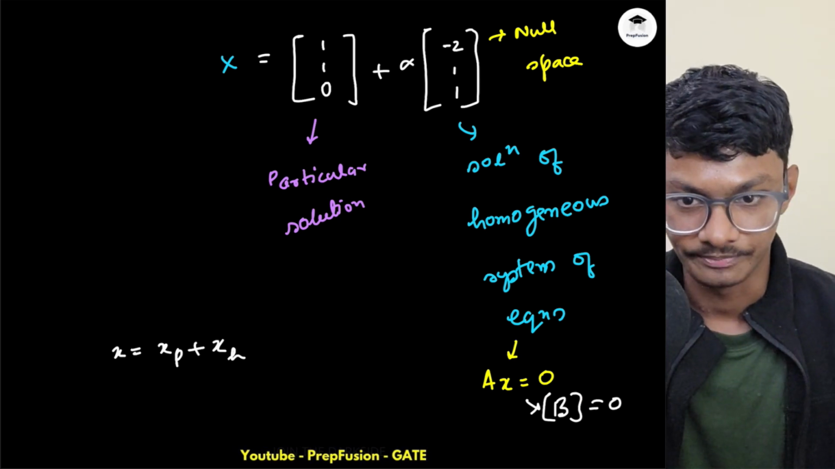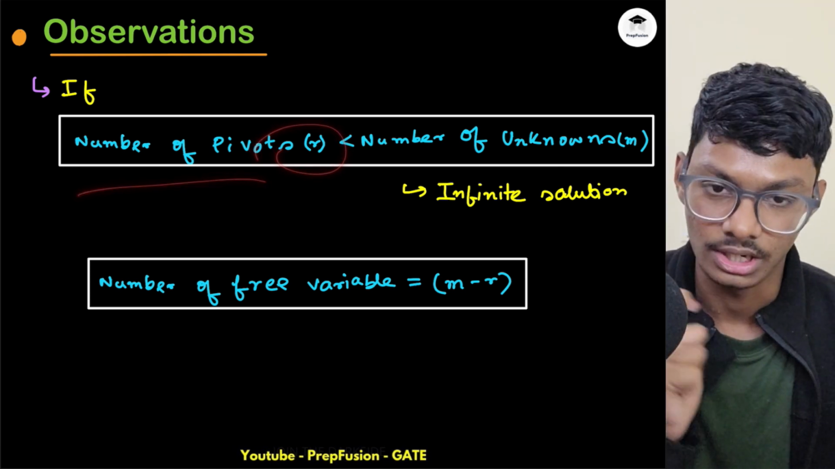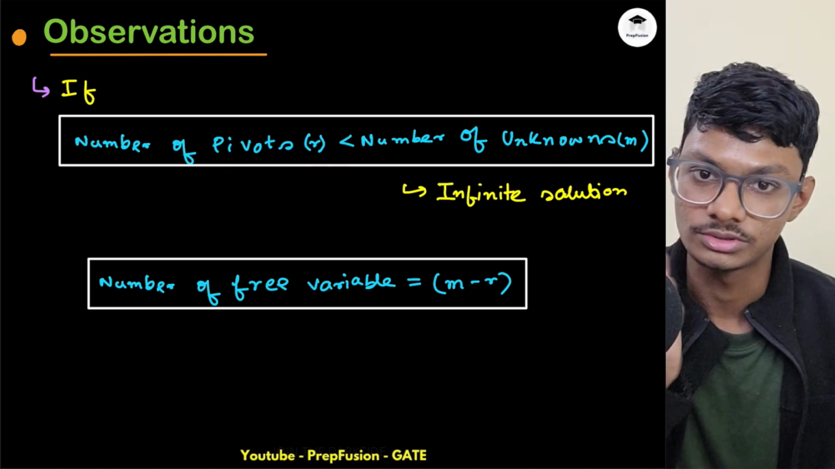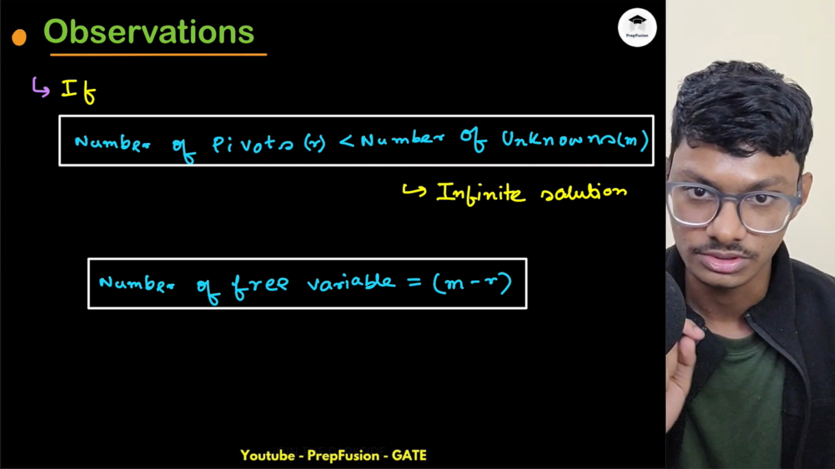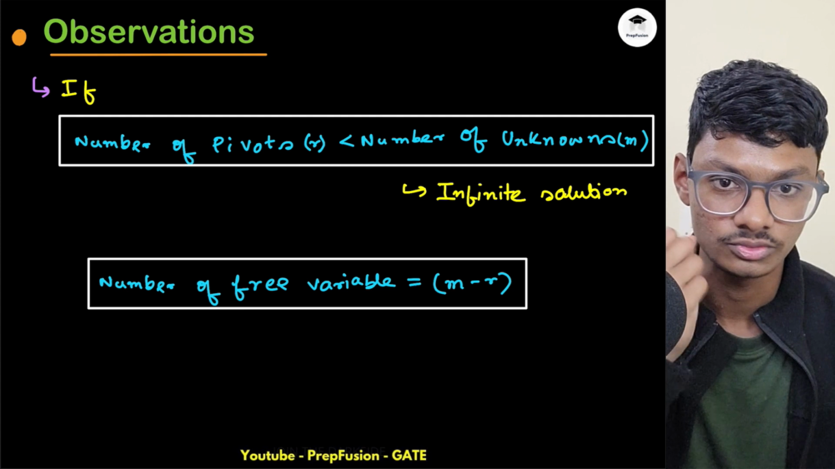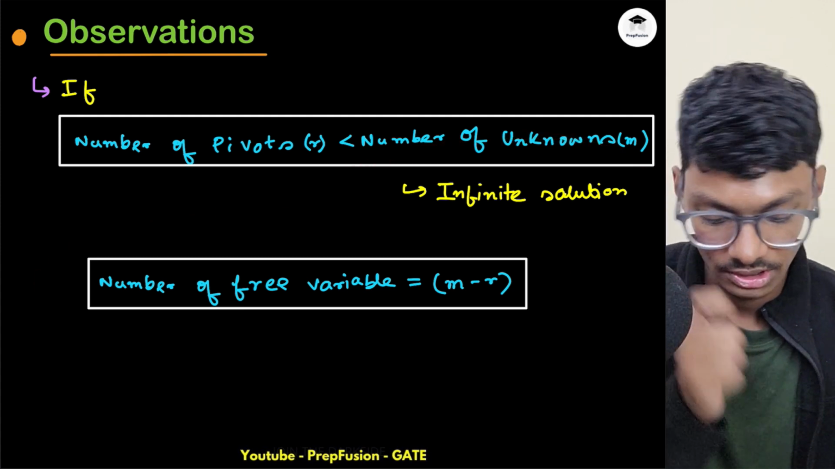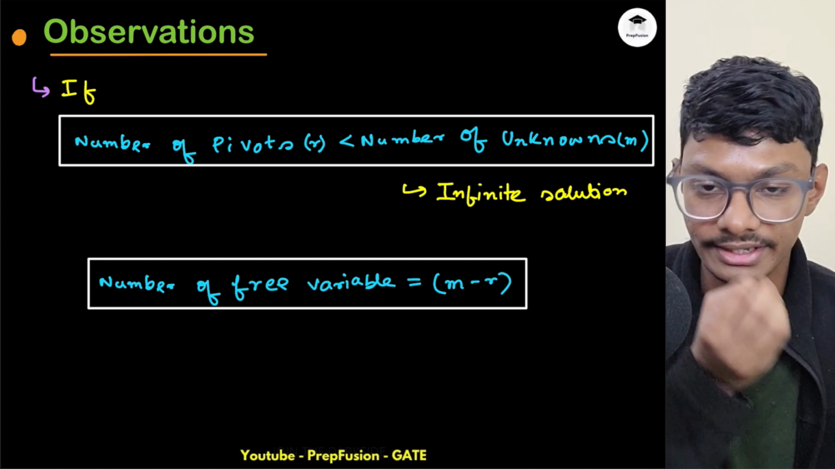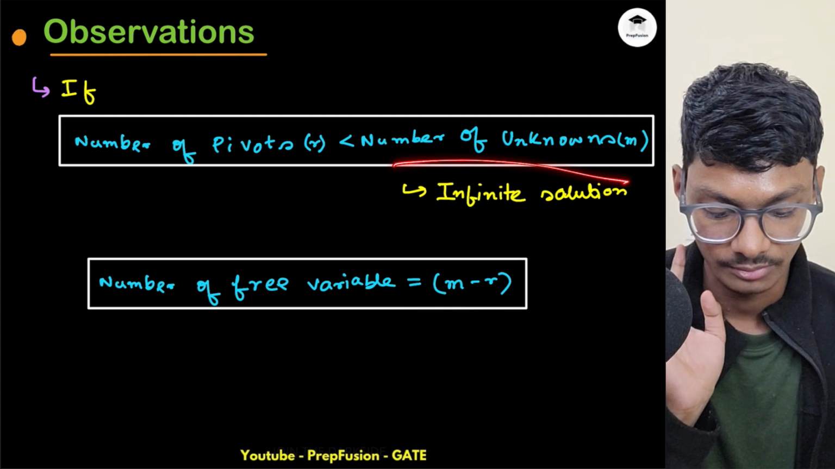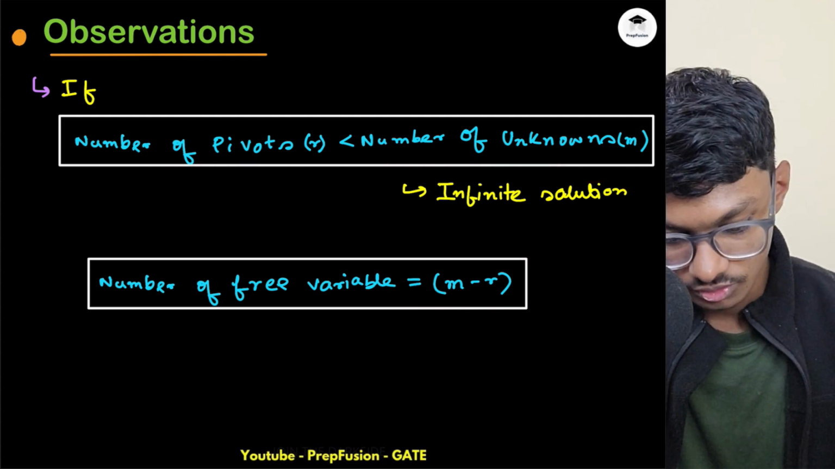Okay, so yeah, what are the observations now? The number of pivots, which is R, is also equal to the rank of the matrix. If it's less than the number of unknowns, in this case, there were 3, and the pivots were 2, then we'll get infinite solutions. Also, the number of free variables, which is the number of variables which I can take any values, is N minus R. Basically, number of unknowns minus number of pivots. This is also known as the nullity.